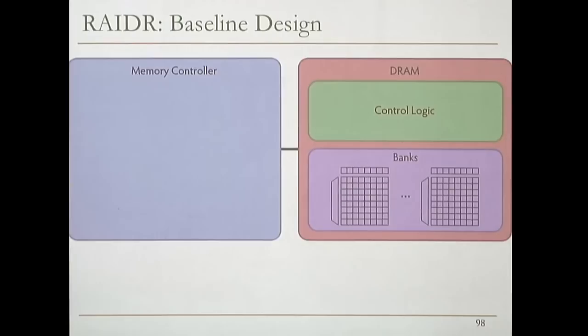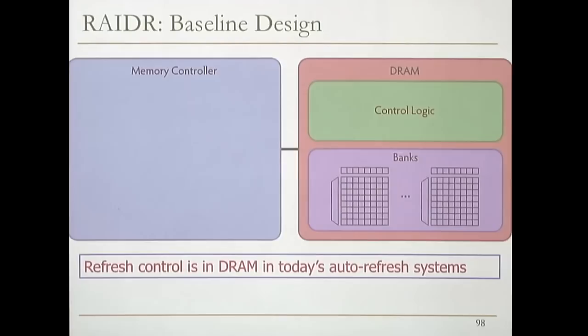OK, so there's another design choice in RAIDR. The paper describes it this way, basically. In the paper, DRAM doesn't change, and refresh control is in DRAM. Basically, what people do today is the memory controller sends a refresh command, and DRAM refreshes a bunch of rows, and the memory controller has no idea which rows are refreshed. The job of the memory controller is just to send a refresh command periodically. It sounds stupid, right? But that's how things are designed today.